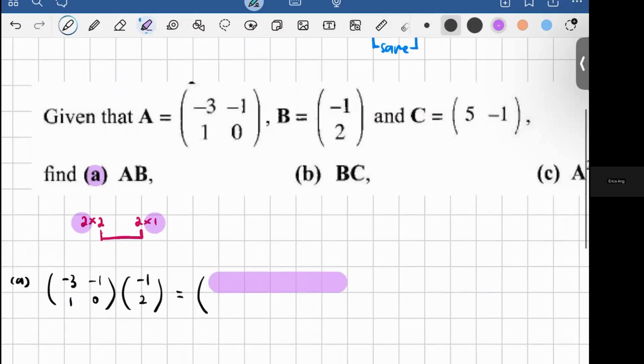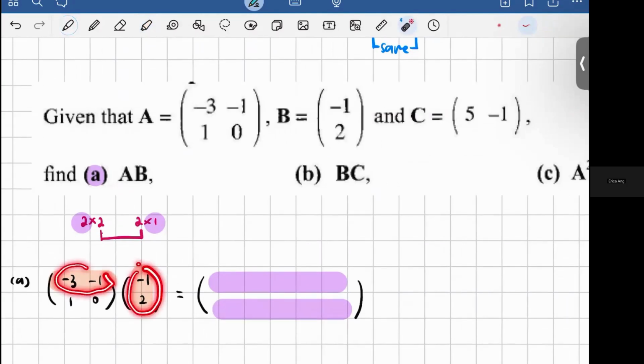2 times 1 means it's a 2 row, 1 column matrix, so I visualize that my answer should look like this. How do we always multiply? Always multiply row times column. Everything in this chapter is row times column. See this top, this is top. Bottom.